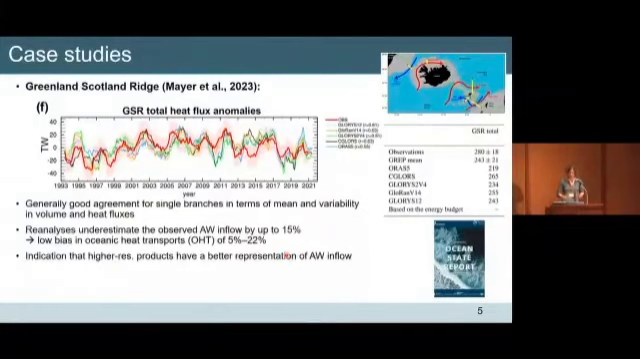And especially for the individual branches, we also found some indications that the higher resolution product performs a bit better in terms of variability and mean. And this study was part of the last, so the 7th Ocean State Report.